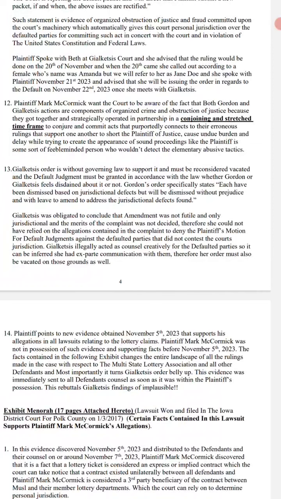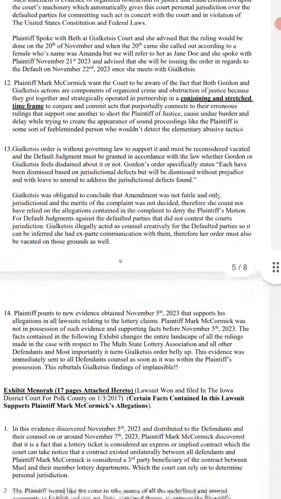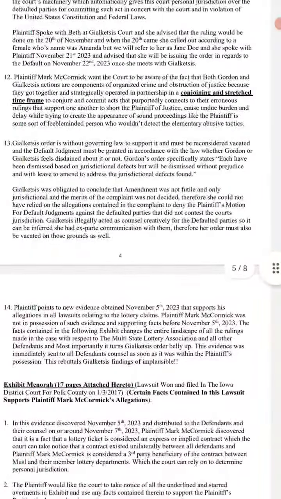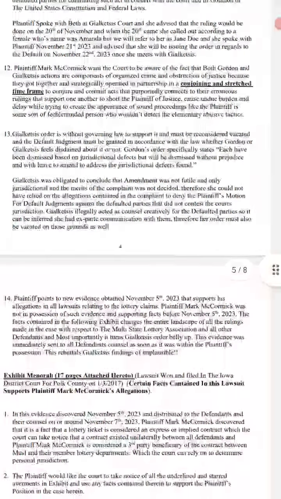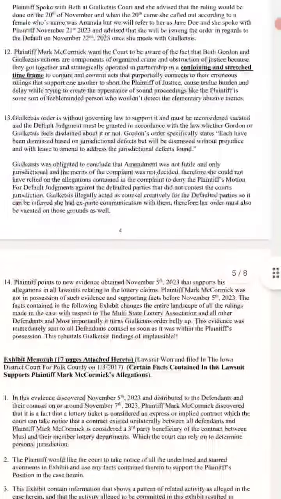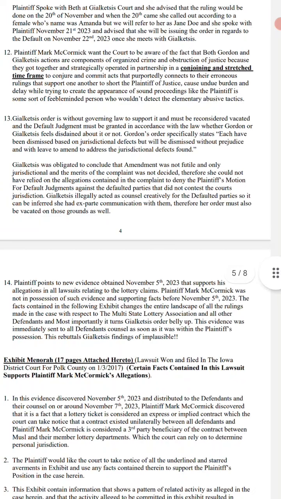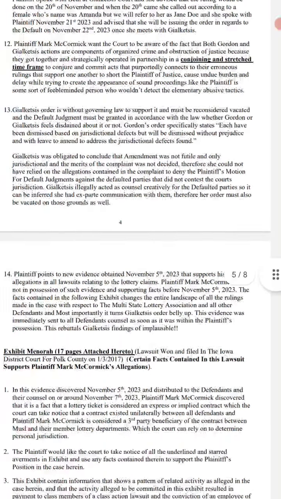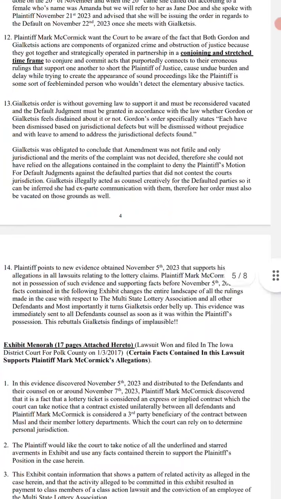Moving right along. Such statement is evidence of organized obstruction of justice and fraud committed upon the court's machinery, which automatically gives the court personal jurisdiction over the defaulted parties for committing such act in concert with the court and in violation of the United States Constitution and federal laws.